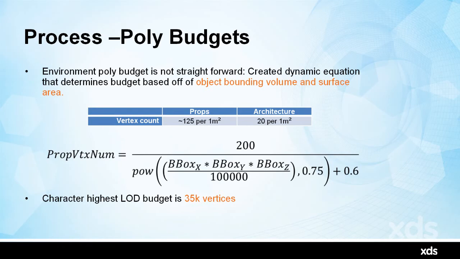And then this is some fancy equation that's kind of been mangled by PowerPoint. But this is our unnecessarily complicated poly budget algorithm that we're simplifying now and figuring out. We decided pretty early on we had to make a dynamic equation to figure the poly budget out, that figures out the object's surface area based on bounding volume. But generally, we're targeting about 125 vertices per square meter for props and 20 vertices per square meter for architecture like walls and floors. And our character budgets are about 35,000 vertices, which at the time was pretty high when I decided that number, but these days it's starting to sound lower with some of the other budgets out there. But they look pretty good.